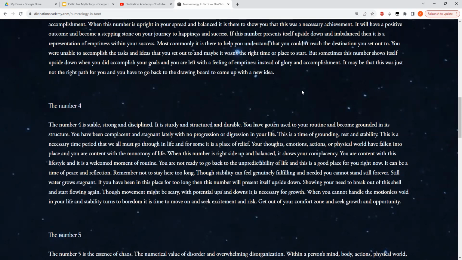This is a necessary time period that we all must go through in life, and for some it's a place of relief. Your thoughts, emotions, actions, or physical world have fallen into place, and you are content with the monotony of life. When this number is balanced, it shows your complacency. You are content with this lifestyle, and it is a welcomed moment of routine and rest. You are not ready to go back to the unpredictability of life, and this is a good place for you right now. It can be a time of peace and reflection.